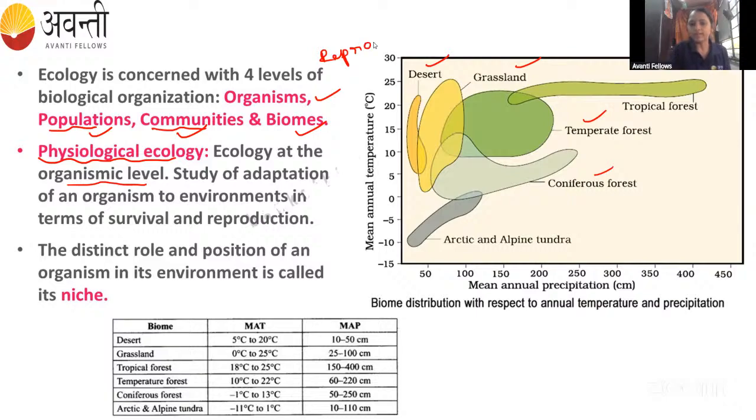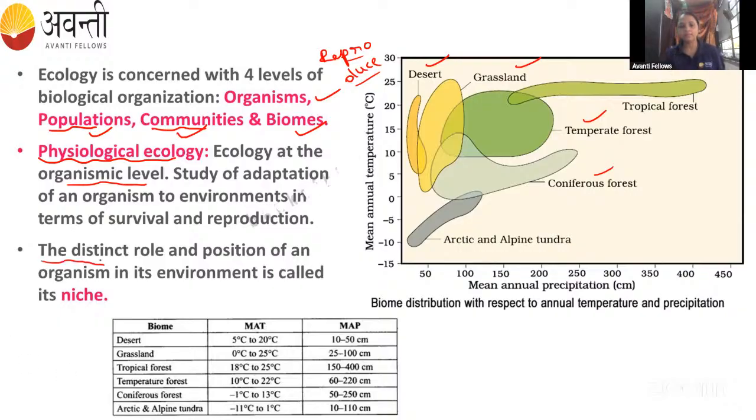Okay, so that's why in the Darwinism principle we have studied the survival of the fittest, right? Survival of the fittest does not mean that whoever survives is the fittest. No, whoever survives and also reproduces, that organism is the fittest organism. Okay, fine. Then we studied the niche.